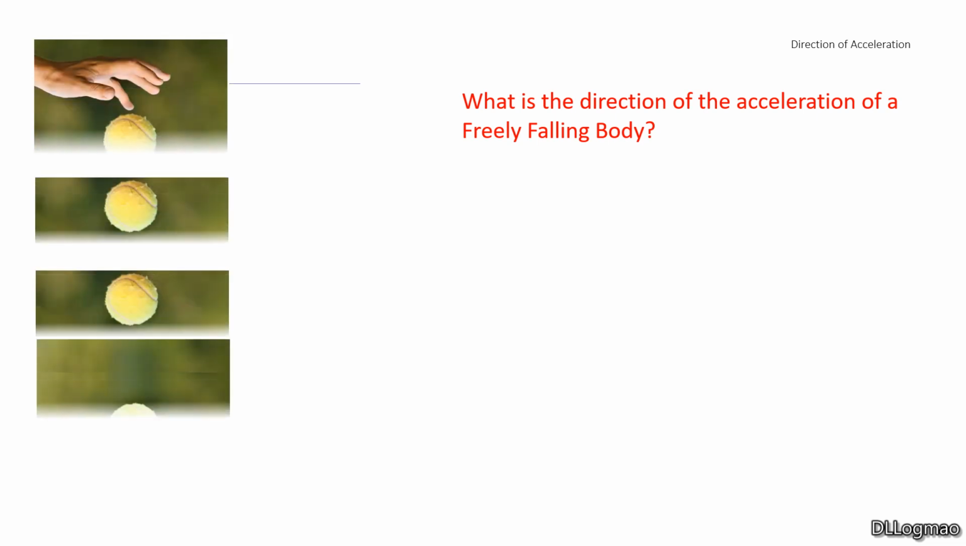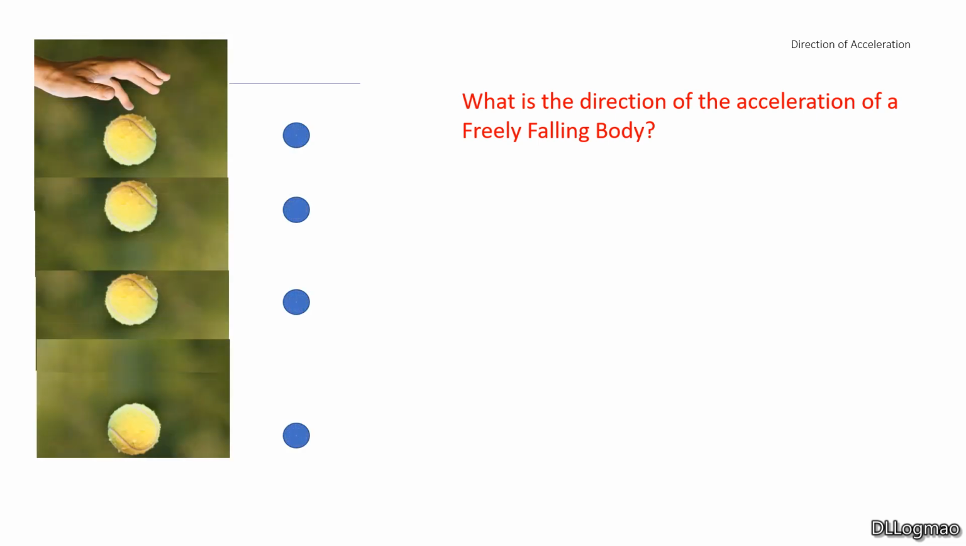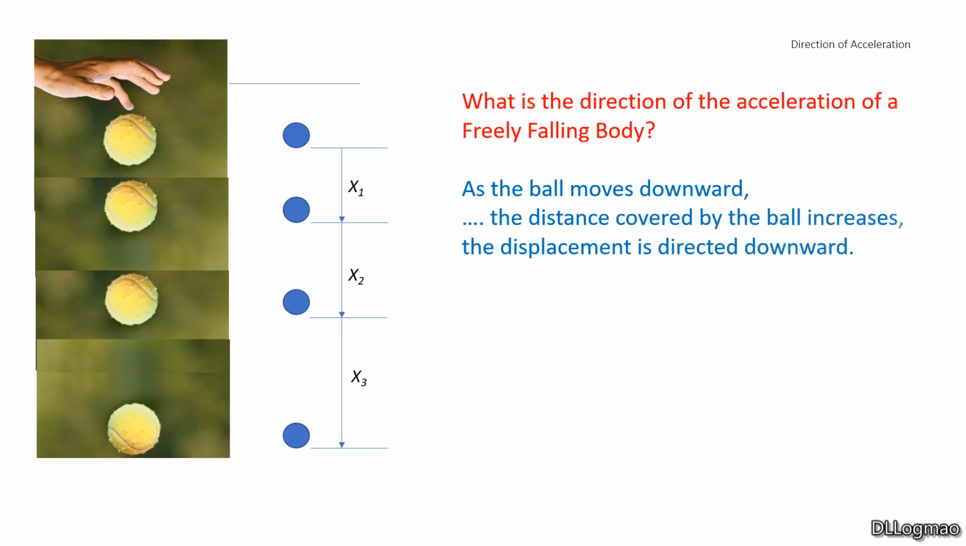Continuing, what is the direction of the acceleration of a freely falling body? For a body released from a vertical distance, the dots represent the positions of the ball. As the ball moves downward, x sub 1 is less than x sub 2 and less than x sub 3. The distance covered by the ball increases. The displacement is directed downward.